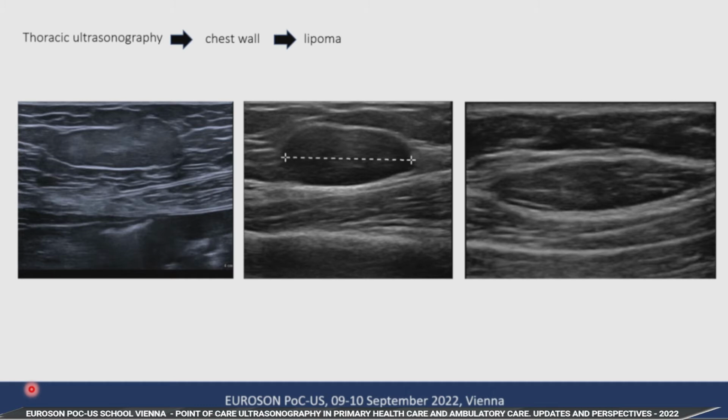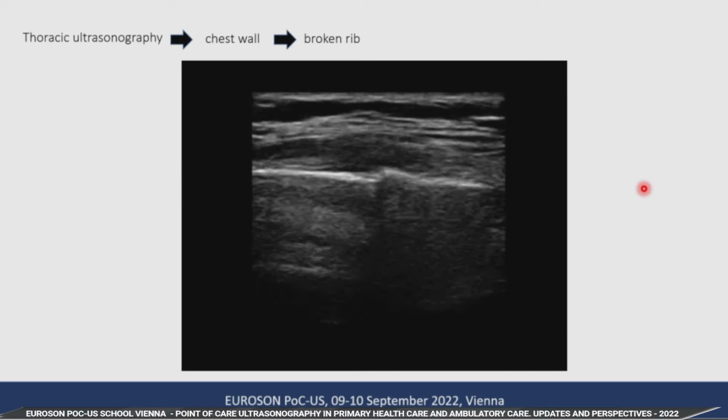It's isoechoic, it might be a little bit even hyperechoic, but it's the most common. You may find in the lipoma horizontal hyperechoic lines, which we can see over there. Staying in the chest wall, another situation that you may meet, it's a broken rib.